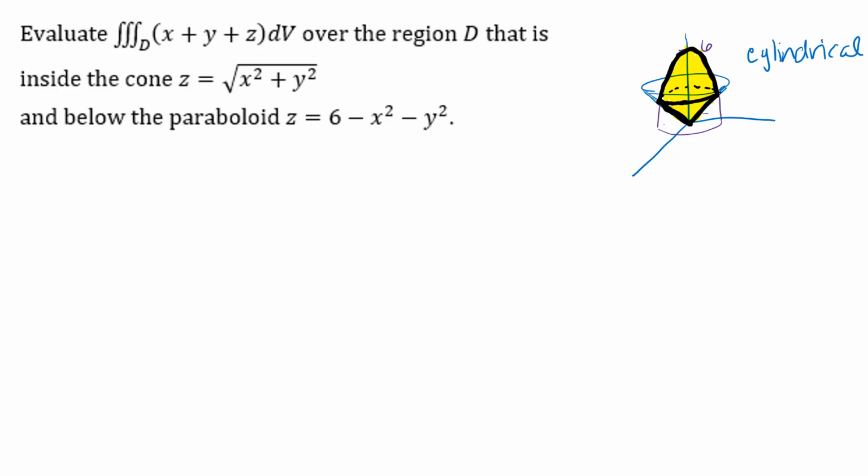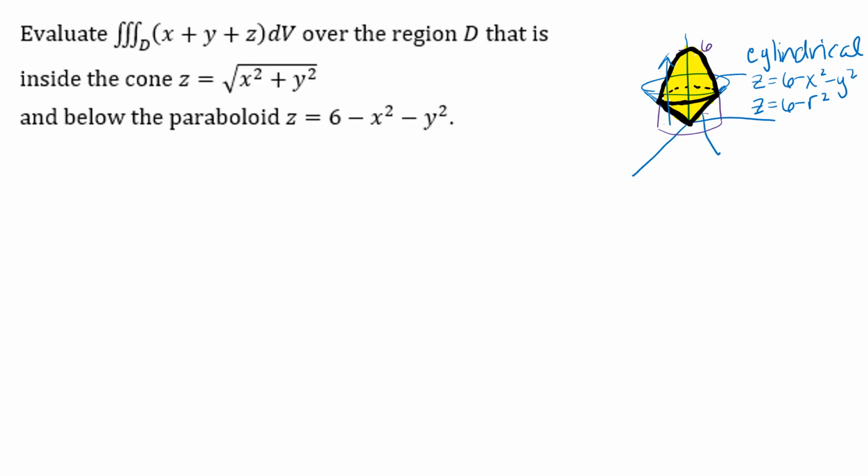Okay, so this region is z simple, so I'm going to do z on the inner integral. I need to convert my surfaces to z. So I have a paraboloid, z equals 6 minus x squared minus y squared. If I factor out the minus sign, then I can replace the x squared plus y squared with r squared. So I get z equals 6 minus r squared for the paraboloid.